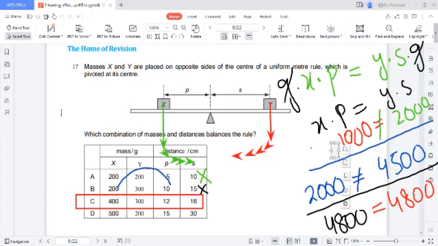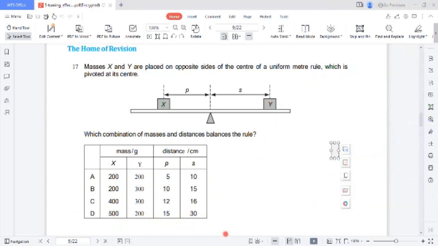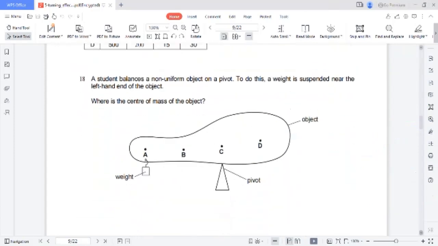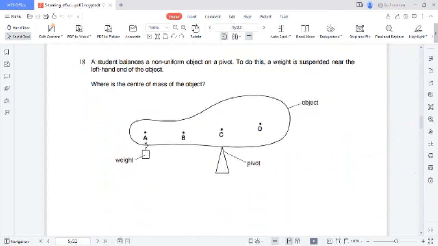Okay, 500 times 15, it is 7500, and 200 times 30, it is 600. So this option is also incorrect. Number 18.